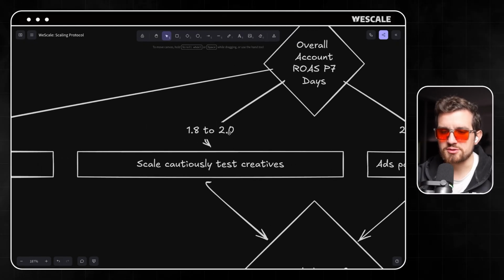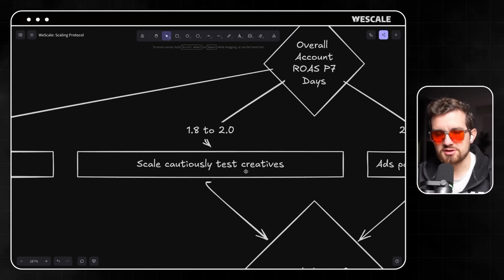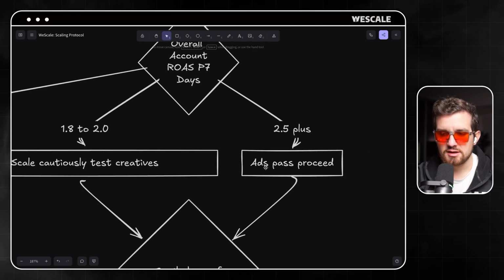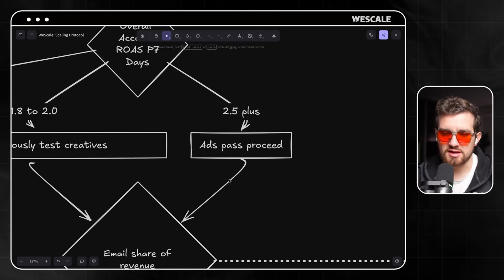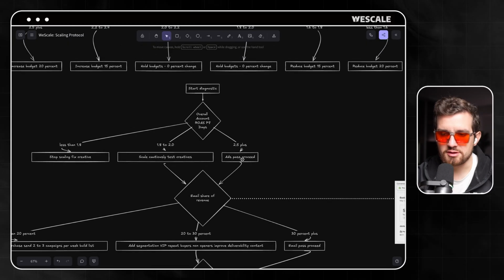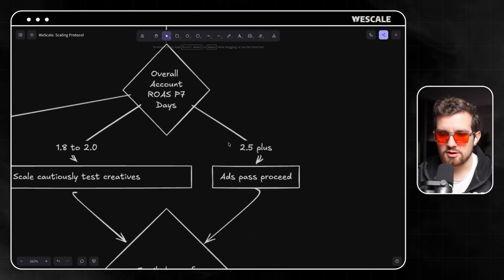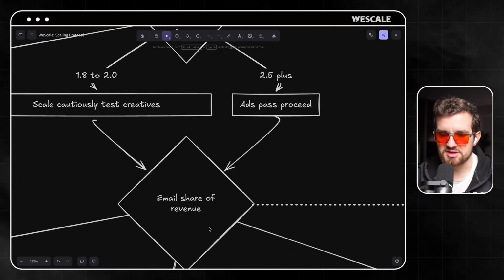If you're at a 1.8 to a 2 overall, then you want to scale cautiously while testing new creatives. And if you're at a 2.5 plus, then basically you're just in a great spot. You're right where you want to be in order to keep moving with the scale protocol.